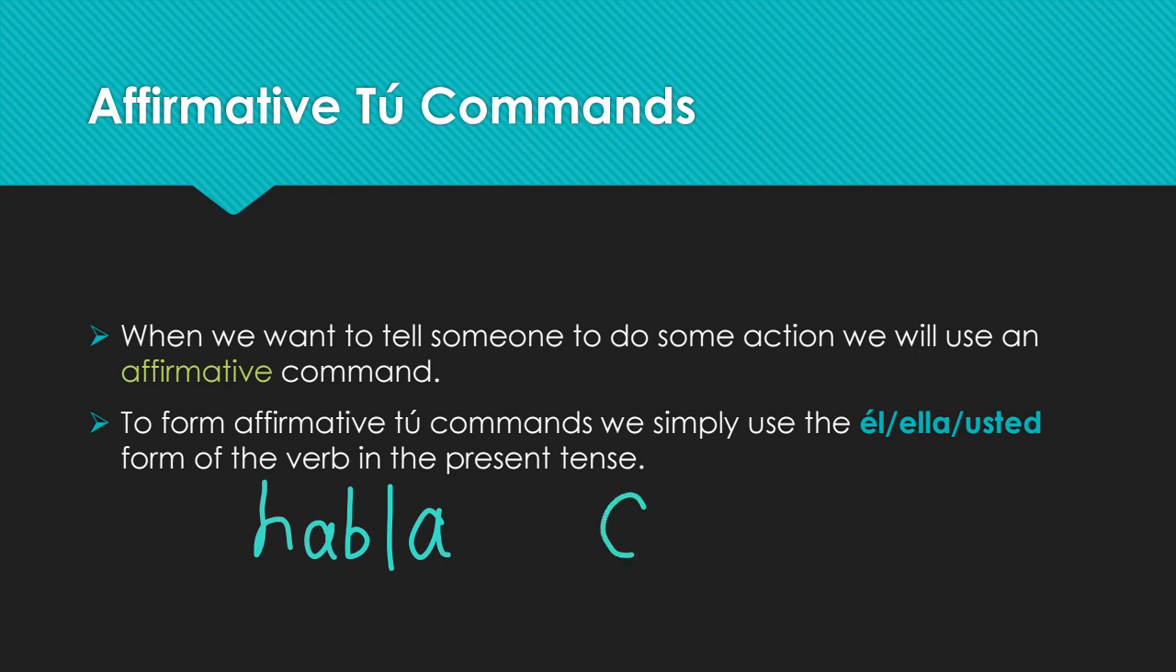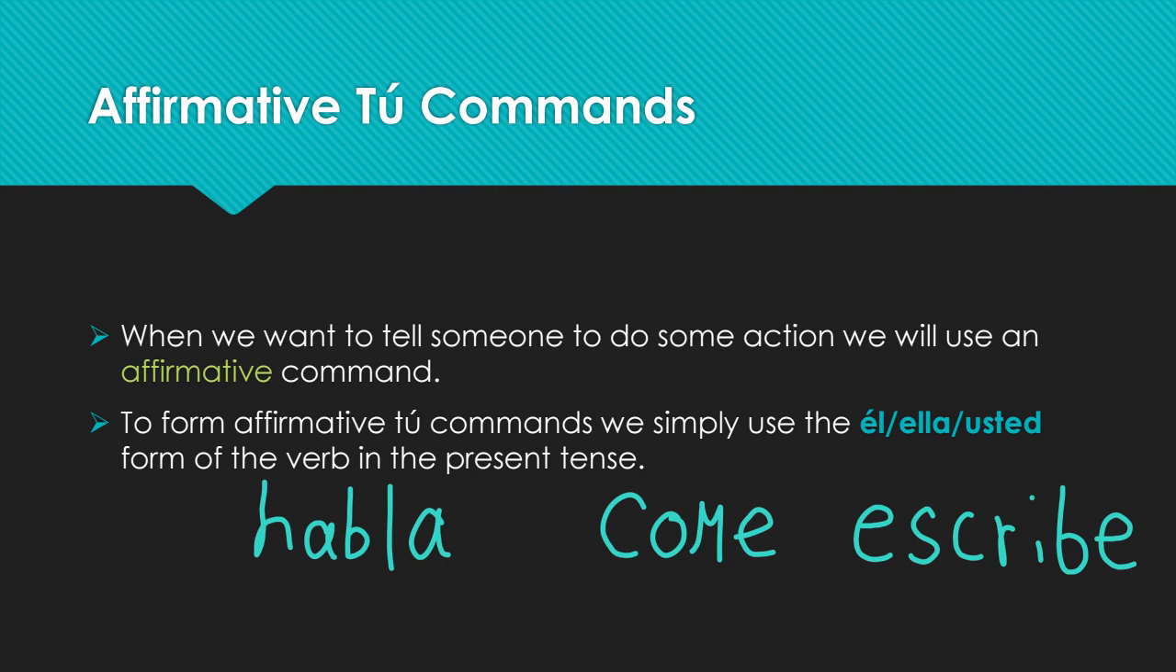For comer, it would be come. For escribir, it would be escribe. So here's the crazy thing. We don't have to add the opposite ending. We just go to the él, ella, usted form of the verb in the present tense, and that's our command. So if I want to tell you in an informal way to talk, I would say, tú habla. If I want to tell you to eat, tú come. If I want to tell you to write, tú escribe.